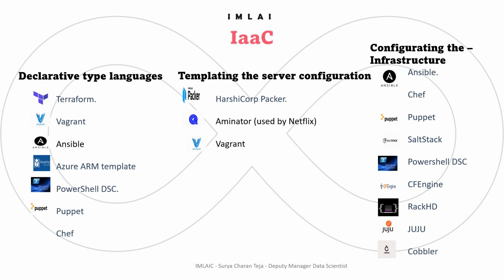Without that, you can completely automate the provisioning of the infrastructure using IaC, using the tools that I have mentioned just now. Then we will look into more functions of IaC. So initially we have seen the shell scripts. Now we will see declarative type languages.